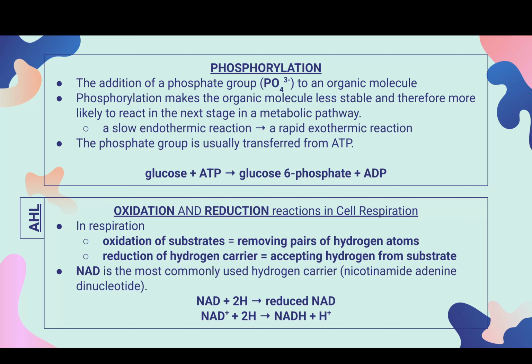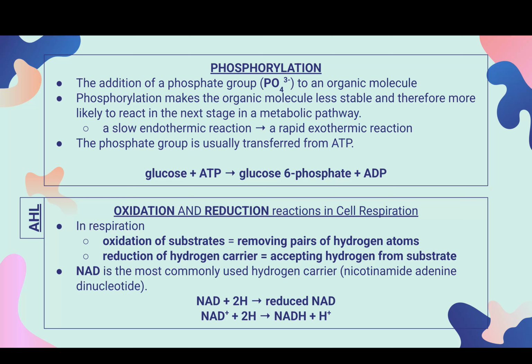Now, whether or not you need to know the fact that it's a phosphate group, I'm hesitant to say yes or no, because I've forgotten whether or not there are HL, SL differences. But basically, the point is that when you add a phosphate group to an organic molecule, it makes it less stable and therefore more likely to react in the next stage of a metabolic pathway, which is just a fancy way of saying next step in cell respiration or photosynthesis or otherwise.